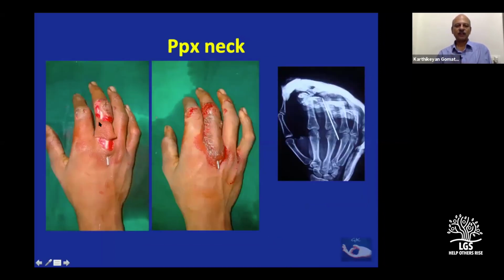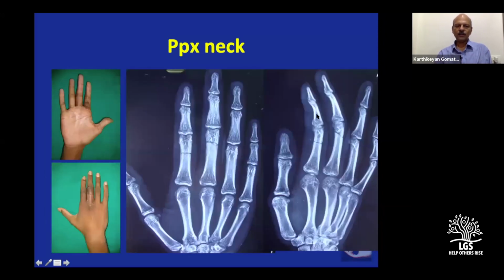So we took a cross finger flap from the middle finger, and after it was elevated, we used it for fixation. You can make out a K wire there, and we put a skin graft to cover it. And this was the result of the fixation. So what was the end result? The flap has settled well, and the donor site has also healed well, and the fracture has also healed well.